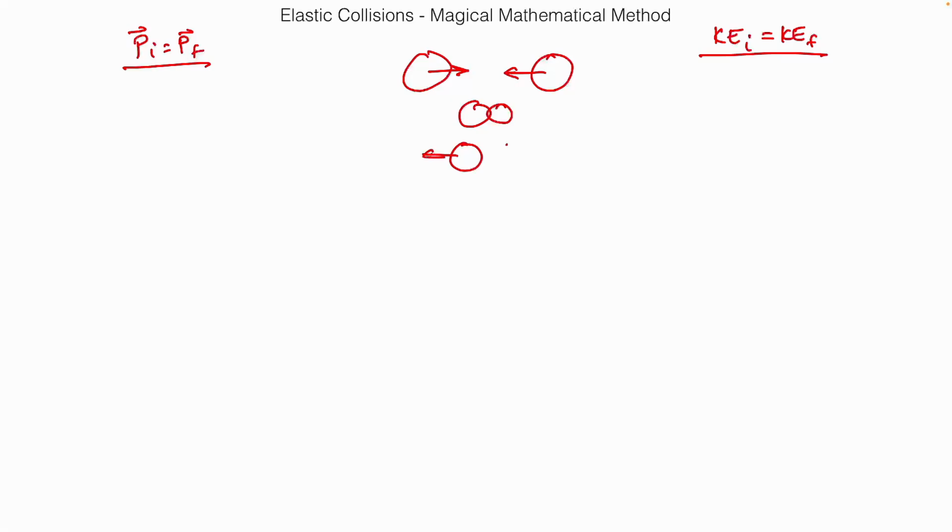And they end up either bouncing off each other. I suppose we could have a situation where, if one's much bigger, they both end up going this way. We want to be able to predict what's going to happen after the collision, right? Our goal here is to find out what these two final velocities are if we know the masses.